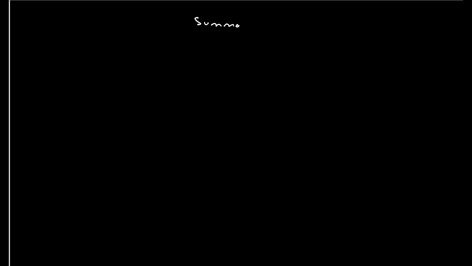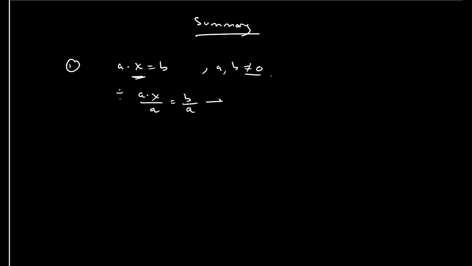So to summarize, a little summary, if I have, for example, a times x equals b, where a and b are non-zero, to solve for x, we just divide both sides by a. We have a times x divided by a equals b over a. And we're left with x equals b over a. So what we did to one side, we do to the other.